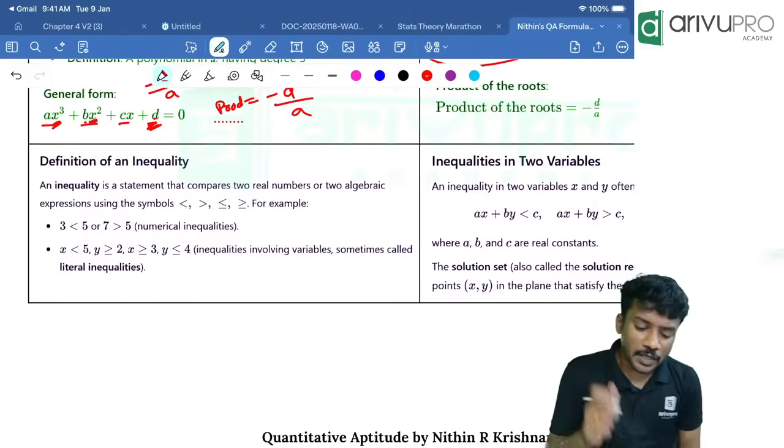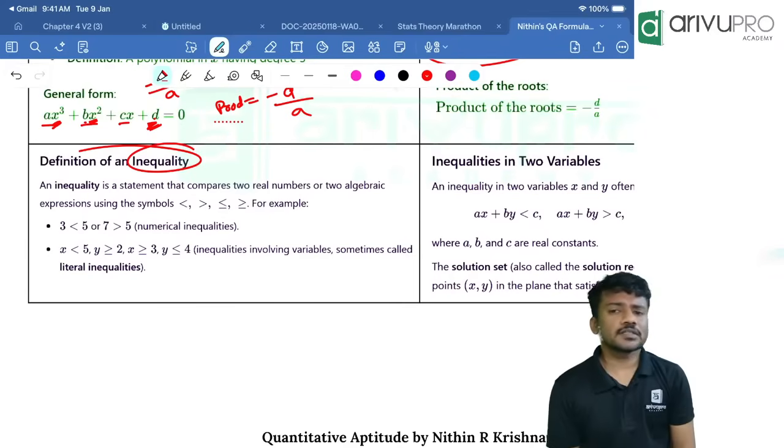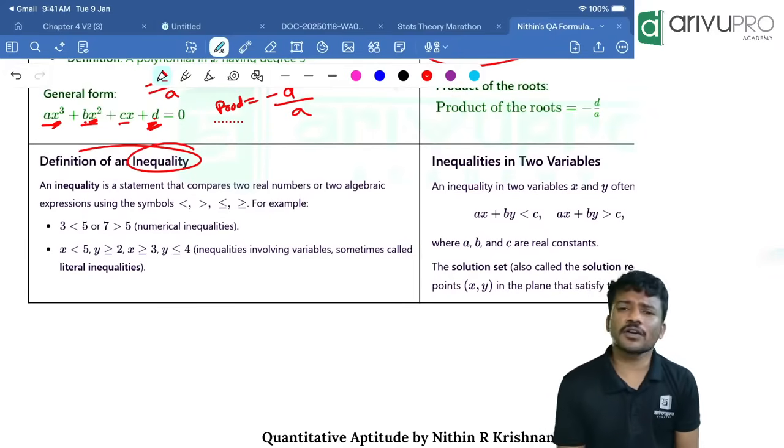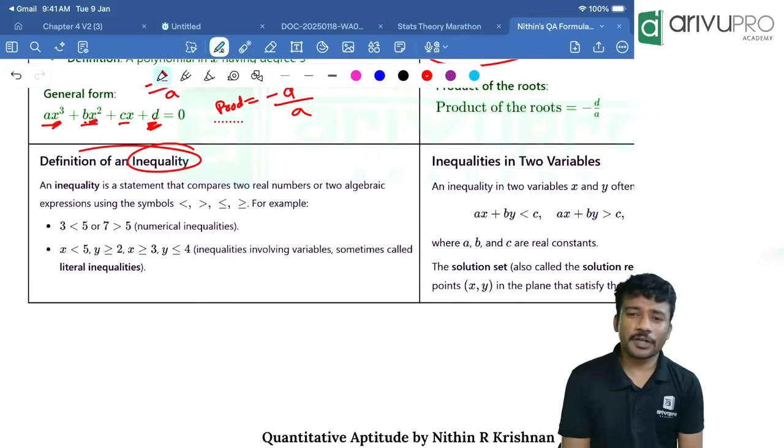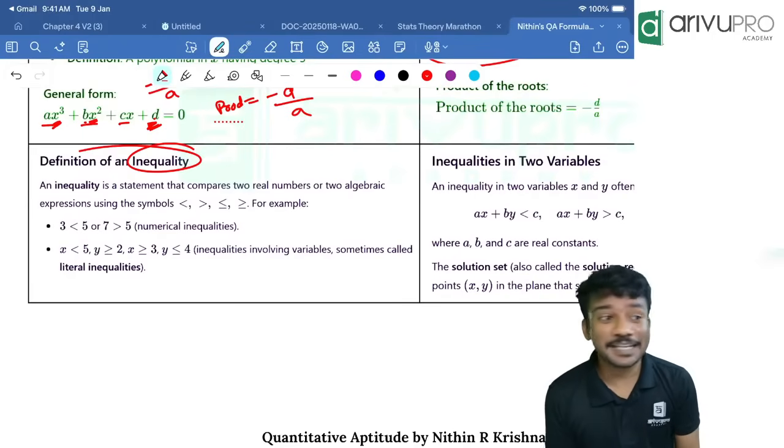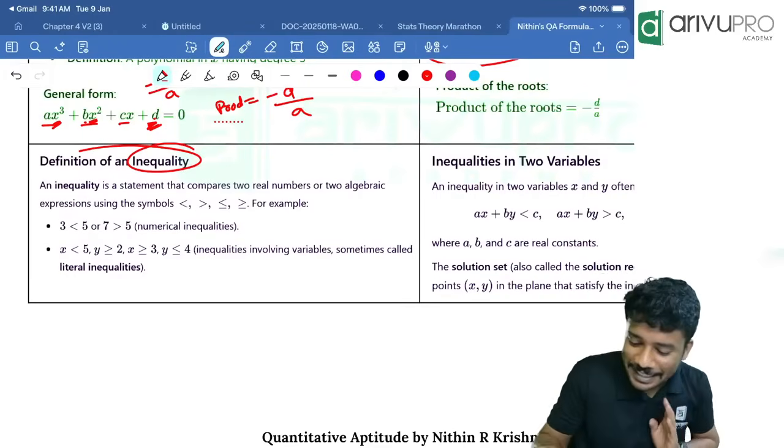Okay, then the definition of inequality. So what is inequality? When it is not equal. If it is less than, or greater than, or less than or equal to, greater than or equal to, and all are coming into the picture, then that is nothing but inequality.